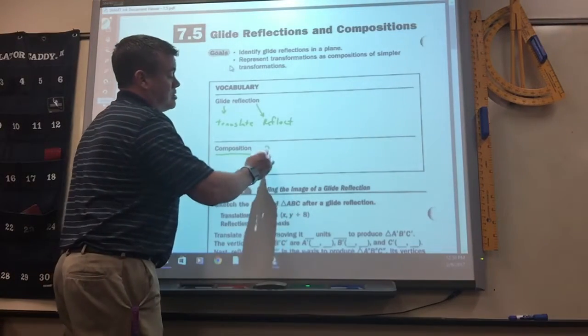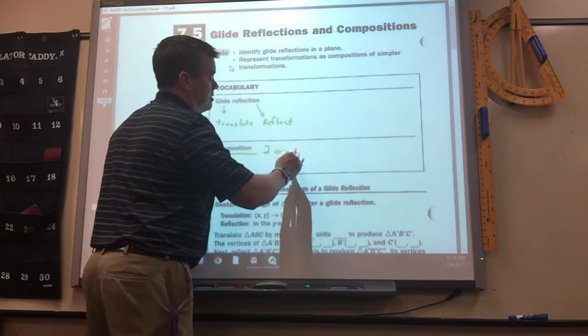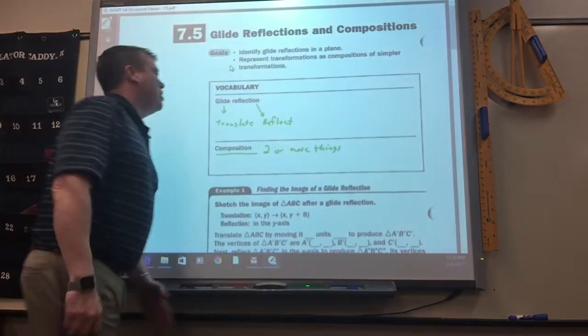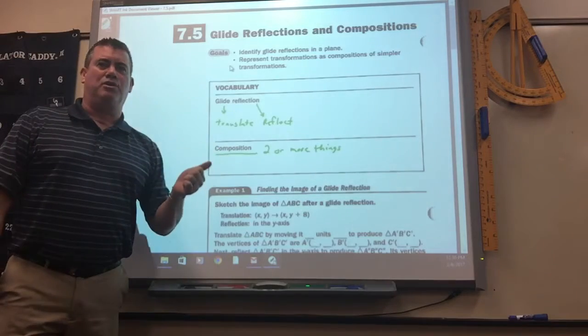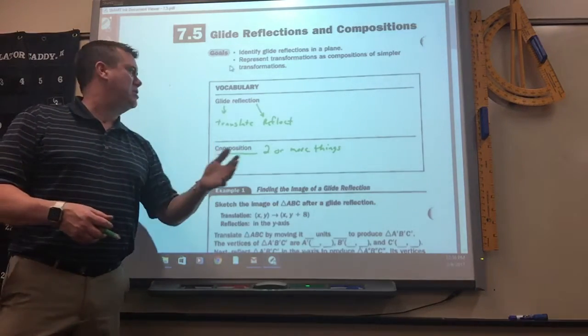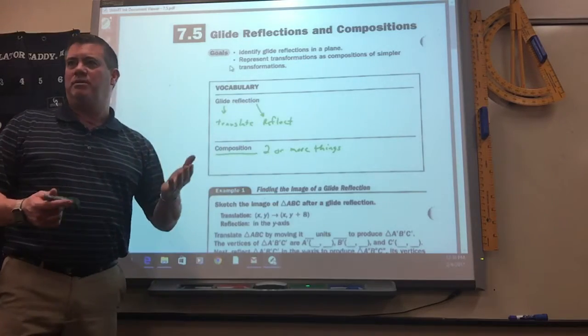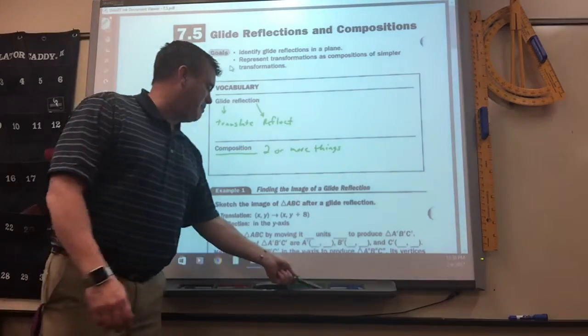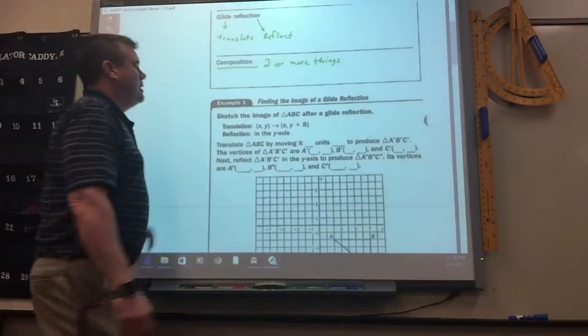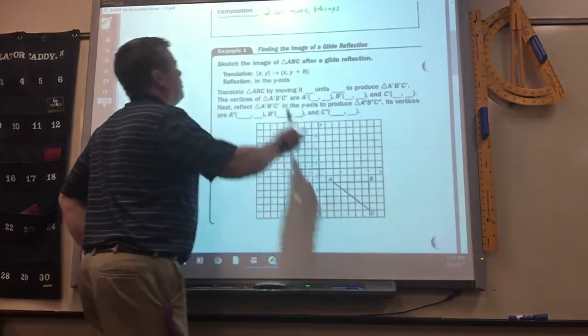Composition is doing two or more things. Okay, so a glide reflection has its own name, but you can do a reflection and then a rotation, or a rotation, then a reflection, or whatever. Okay, so composition is just telling you to do, we're probably just going to do two things. So here's an example of that.